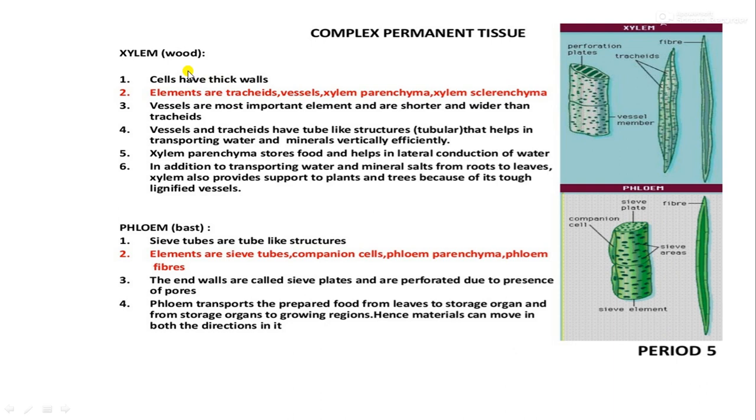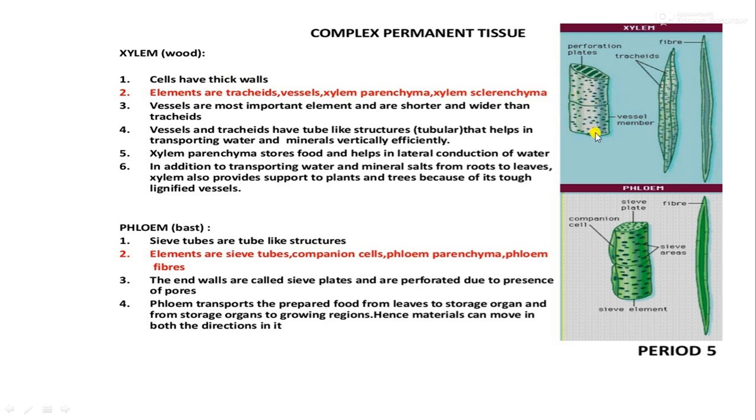So xylem is also called the wood of the tree. Okay, wood means the xylem. So now you see the furniture, any wooden things you see, that is xylem. Okay, so what are the characteristics of the cells? The cells have thick walls, and yesterday we have seen in sclerenchyma lignified walls are there. Same lignin deposition is there on the xylem cell wall also. And what are the four kinds? Tracheids, vessels, xylem parenchyma and xylem sclerenchyma or fibers.